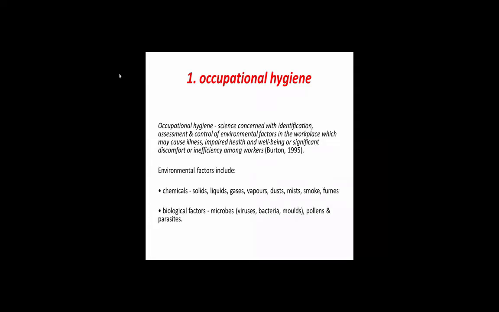First of all, looking at occupational hygiene, which is the science concerned with the identification, assessment and control of environmental factors in the workplace which may cause illness, impaired health and well-being, or significant discomfort or inefficiency amongst workers. The examples of environmental factors include chemicals such as solids, liquids, gases, vapours, dust, mist, smoke and fumes, or biological factors such as microbes, viruses, bacteria, moulds, pollens and parasites. And occupational hygiene is about looking at the nature of the exposure to these substances that workers deal with, and then how you manage those if they're hazardous.